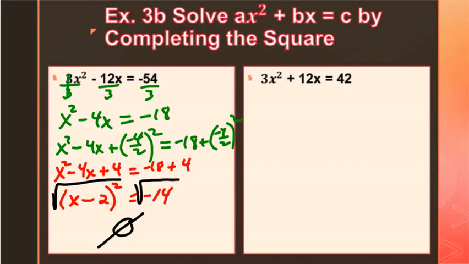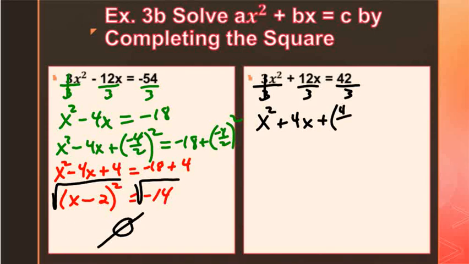Let's look at the next one. I have a coefficient of 3 in front of my x squared, so I need to get rid of that by dividing it by 3. Divide the next term by 3 and the last term by 3. So I end up with x squared plus 4x plus 4 over 2 squared equals 42 divided by 3 would be 14.